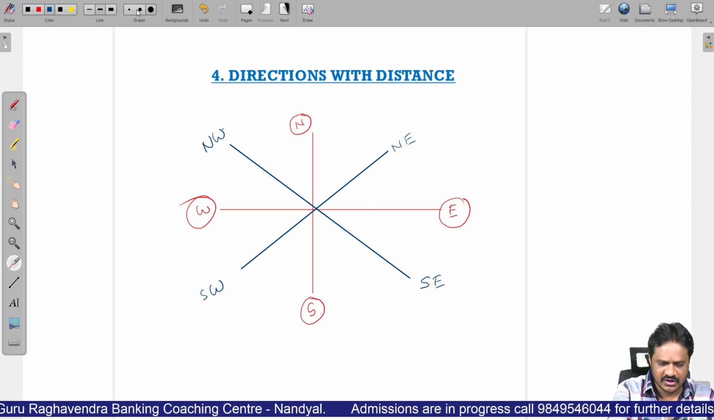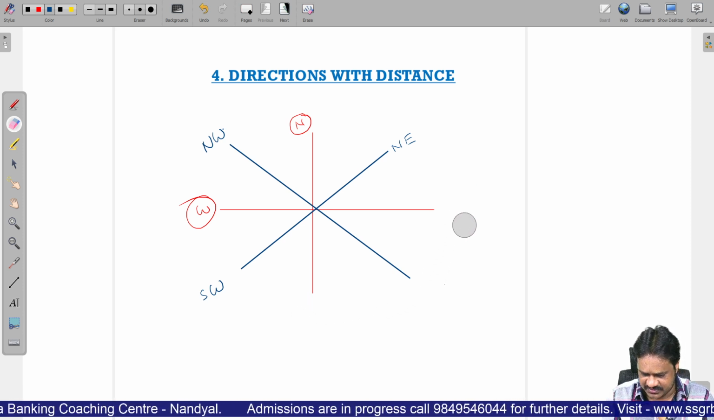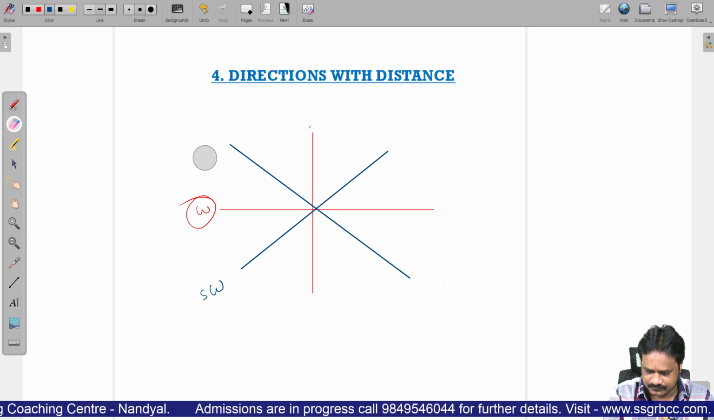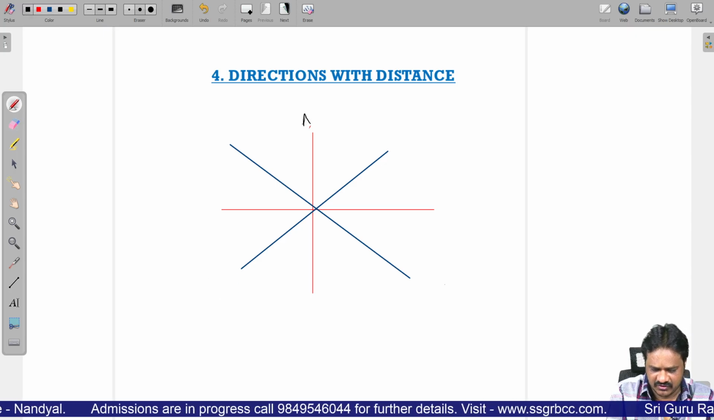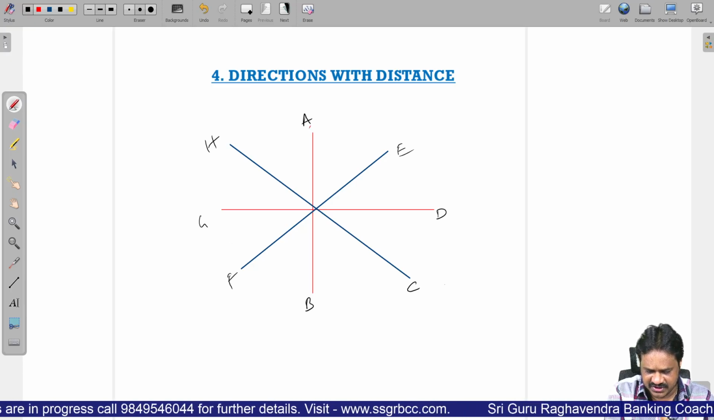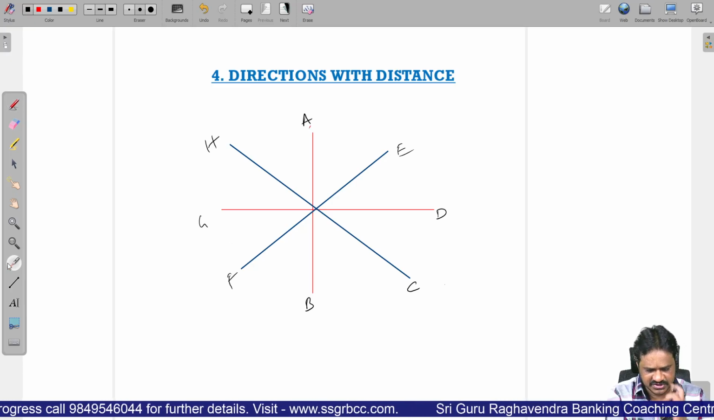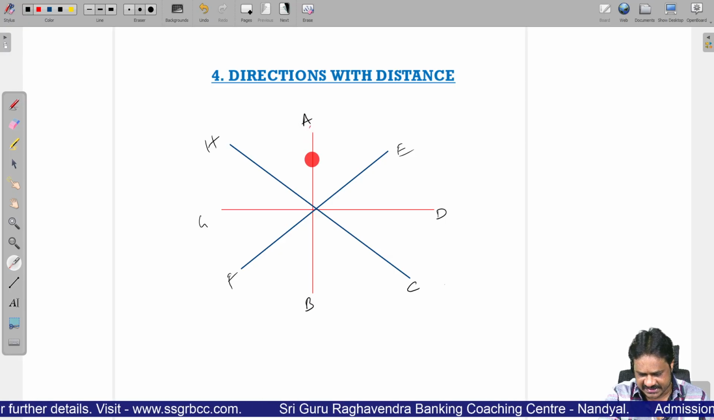Now, how to understand this very clearly? Let us suppose I am writing some alphabets: A, B, C, E, F, G, H. Now, how will the questions be asked? Where is B with respect to A? When you see from A, where is B? It is exactly in the south.